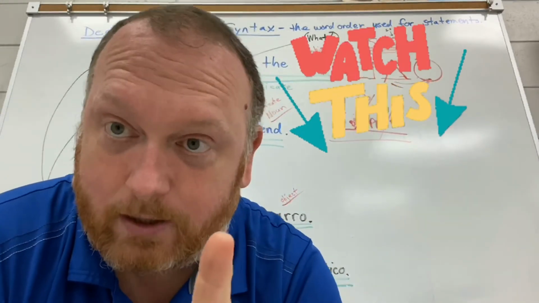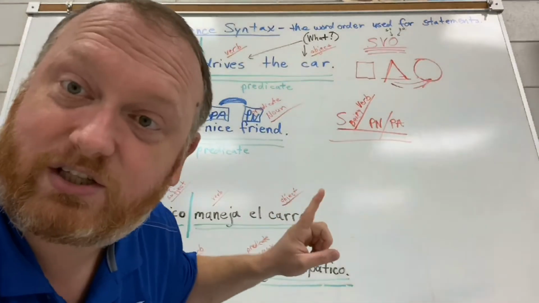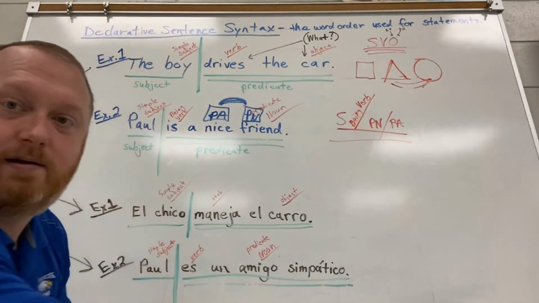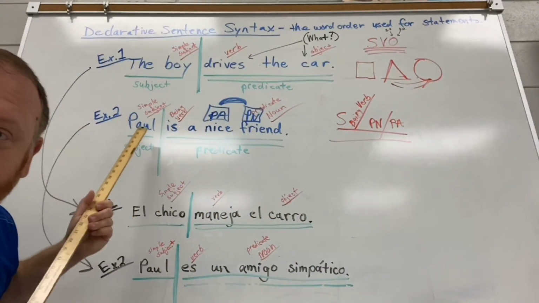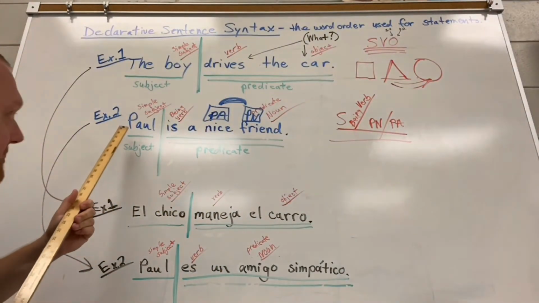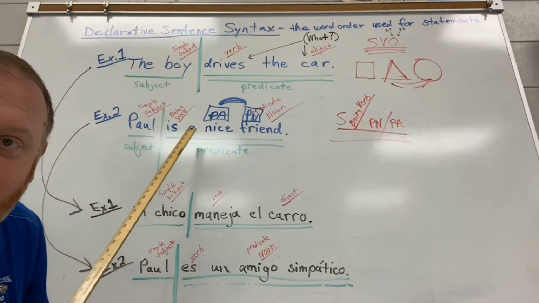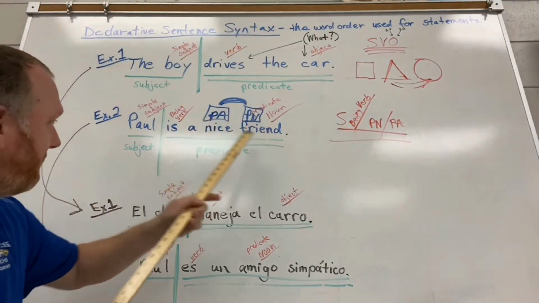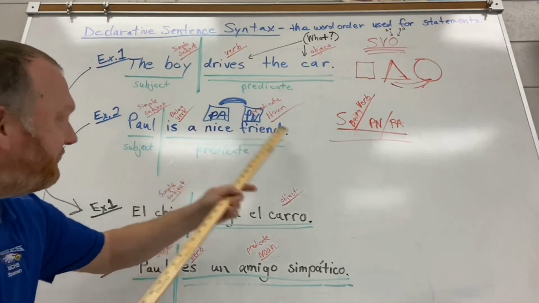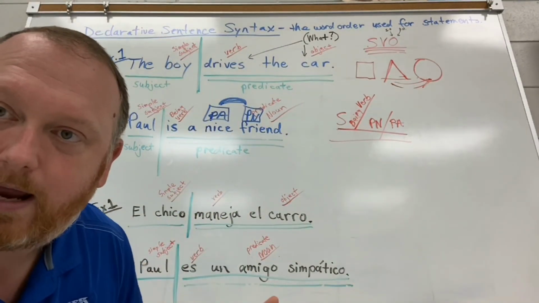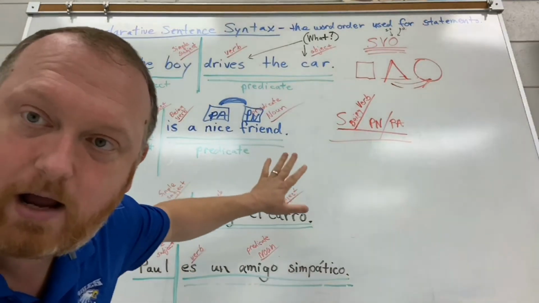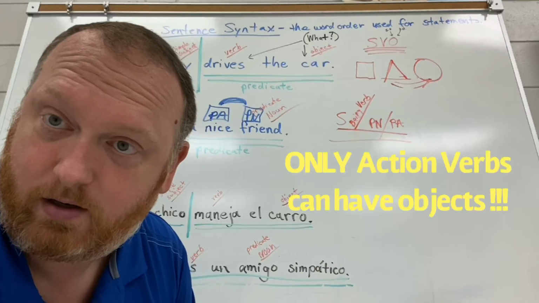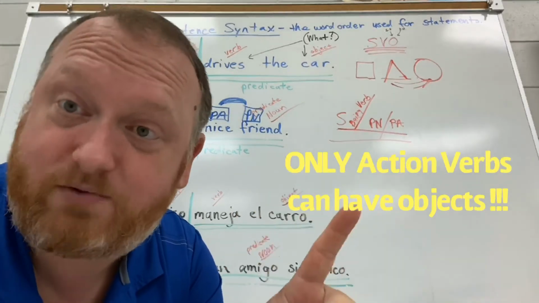All right, watch. Let's go to example 2. Example 2 right here. Let's get my stick. Example 2, Paul. Here we have a being verb, is. And then we got some other stuff in the predicate, a nice friend. Okay? So do we have an object here? No. We got a being verb. And only action verbs can have objects.